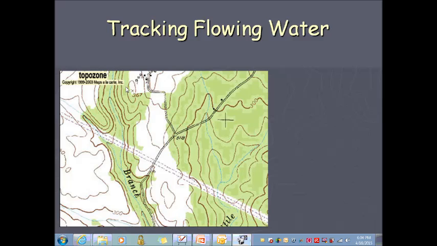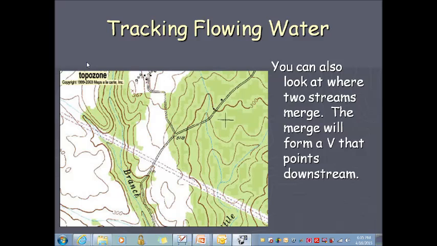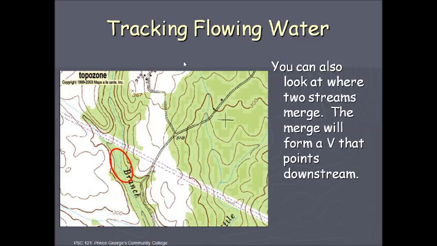Another way to determine which direction the water is flowing is if two river streams come together. Where they meet, the V points downstream. So the V will point in the direction that the water is flowing. So in this situation, the V is pointing downstream here and here. And so we can see that the V is actually pointing in the direction that the water is flowing, which is downstream. Okay, so the water in this map is flowing more towards the south.